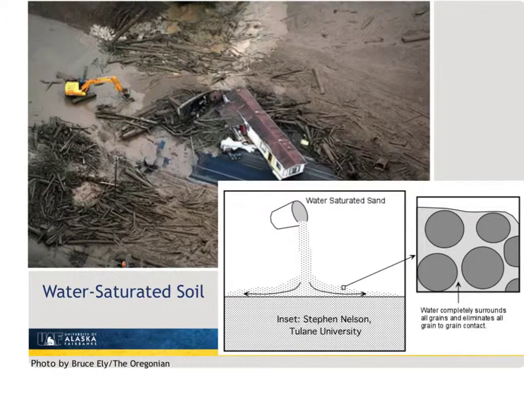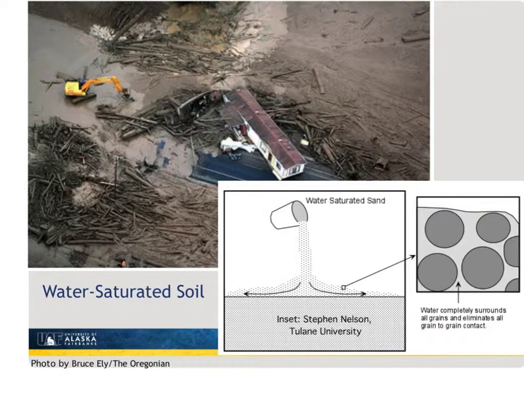If you add a lot of water, I think you can all guess what is going to happen. It's shown here in this picture. Extremely water-saturated soil and sediment basically has no cohesive force anymore because water is completely surrounding all of the grains and it eliminates any grain-to-grain contact. So if you pour a bucket full of completely water-saturated sand out, the water and the sand together will just run out and form no slope angle to speak of because the water is carrying the grains along with it.